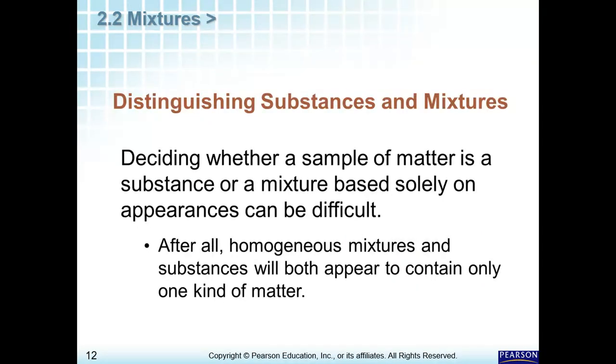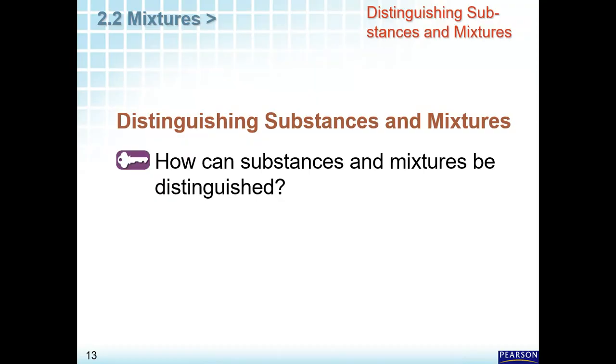So how do I know if it's a substance or how do I know if it's a mixture? Again, let's redefine. Remember, a substance is an element or compound. So deciding whether a sample of matter is a substance or a mixture, we cannot solely base it on appearance because that can be difficult. Like we said, some mixtures are hard to tell that they're mixtures. All homogeneous mixtures and any substance will appear to contain only one type of matter because it has that uniform look to it. So, how can we actually do it?